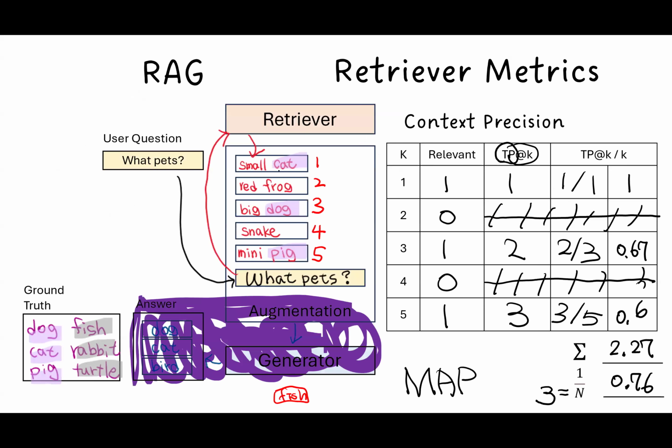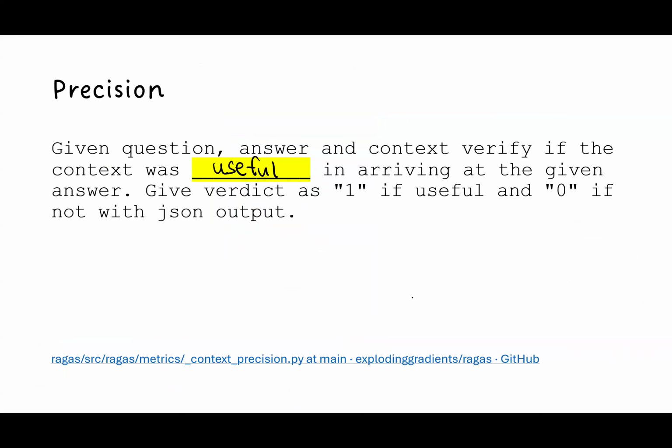And then when I'm labeling these purple, it's about whether it is useful. Is small cat useful for the ground truth answer? Dog, yes, it is useful. Is red frog useful? Not useful. Big dog useful? Yes. Snake useful? Not useful. Mini pig useful? Yes. So that's how the retrieval metric for context precision works. They will use the same labels to compute recall as well.